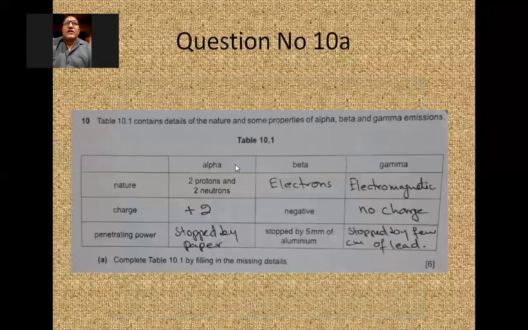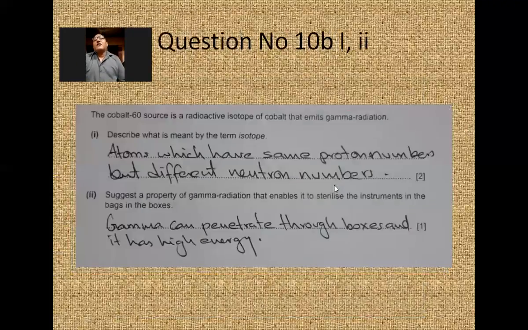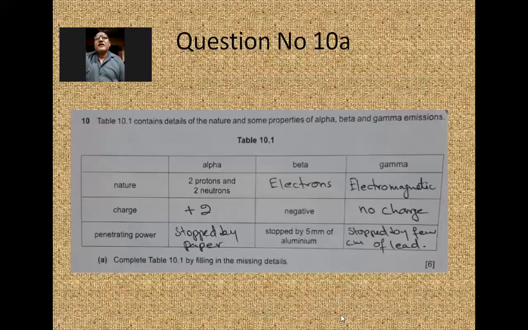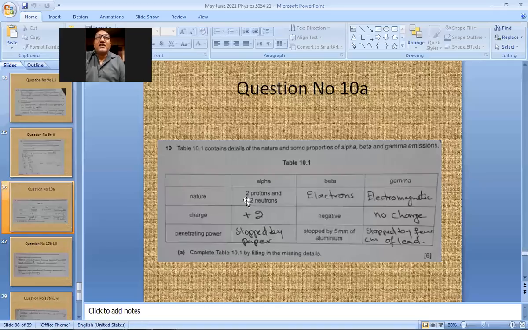Okay, so we're done with this question. The answer is showing up on your screen, and you can see this is how you will fill it. So alpha is positive. It has positive 2 charge, stopped by the paper. Beta is electrons, and gamma, they're electromagnetic. They don't have charge. They are stopped by a few centimeters of lead. It's a 6-mark question. They carry huge marks.